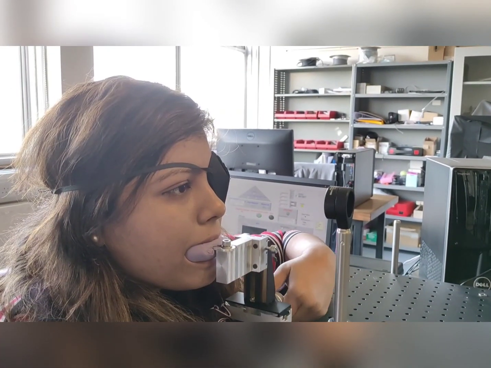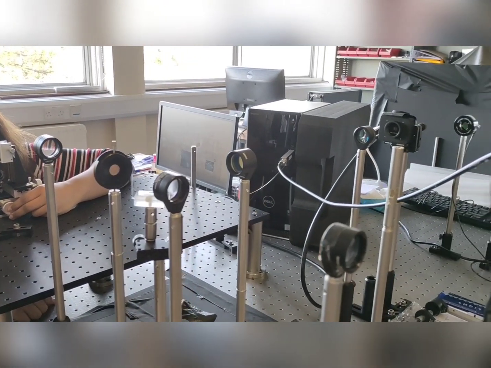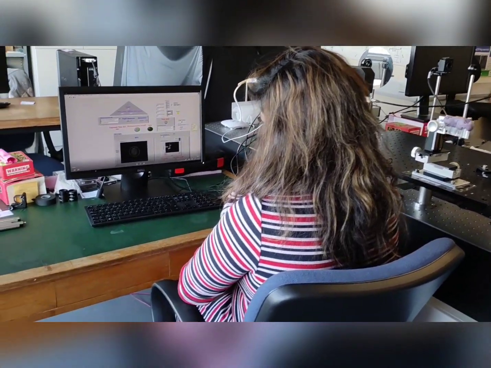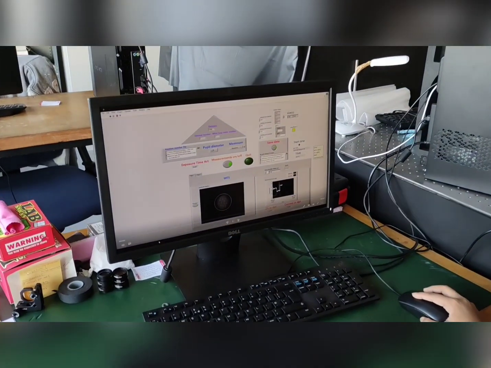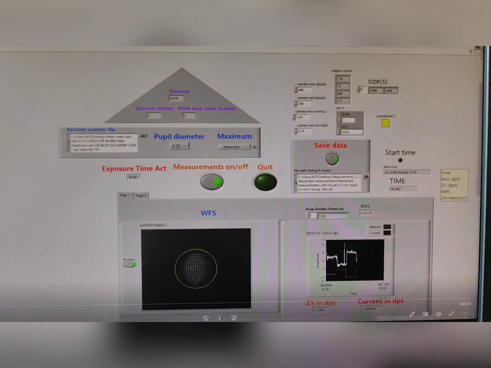Before starting the actual measurements, we aligned the subject with the system. With the right eye, the subject kept looking at the target, and their left eye is covered with a patch. And we saved the real-time measurements where we can see the accommodation response live as well.